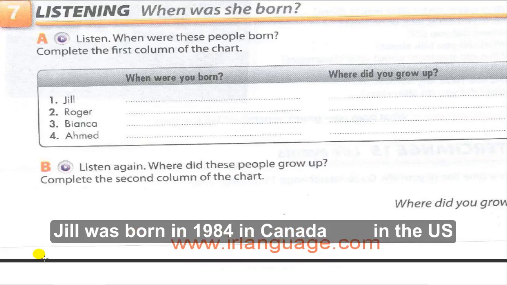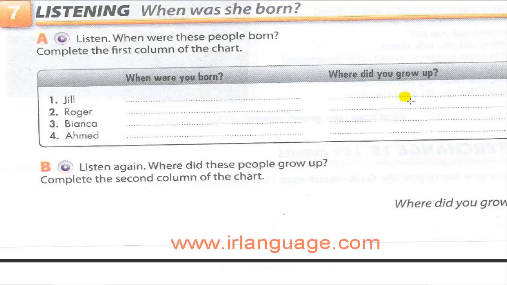Number 1. Jill. When was Jill born? Jill was born in 1984. Where did Jill grow up? Jill grew up in the USA. So Jill was born in 1984 in Canada, but she grew up in the USA. She worked as a tour guide.